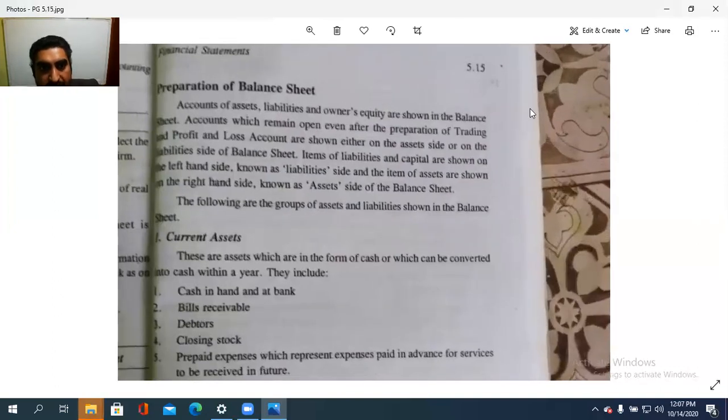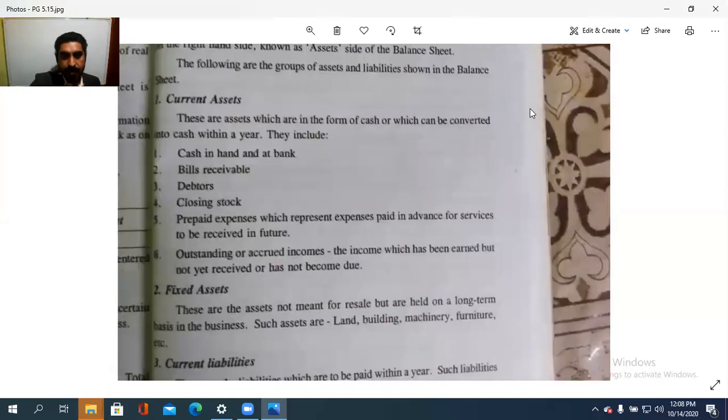Preparation of balance sheet. Accounts of assets, liabilities, and owner's equity are shown in the balance sheet. Accounts which remain open even after the preparation of trading and profit and loss account are shown either on the asset side or the liability side of the balance sheet as the case may be. Items of liabilities and capital are shown on the left-hand side, known as the liability side, and items of assets are shown on the right-hand side, known as the asset side of the balance sheet. Following are the groups of assets and liabilities.